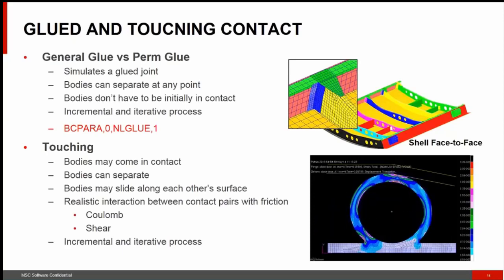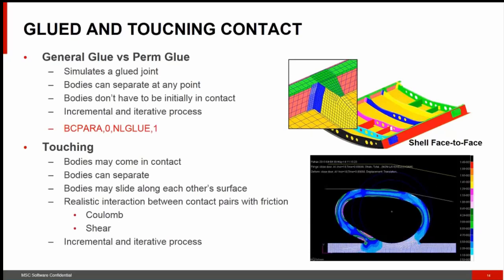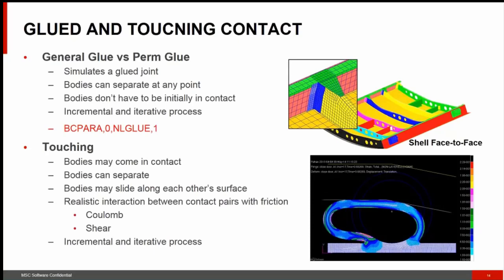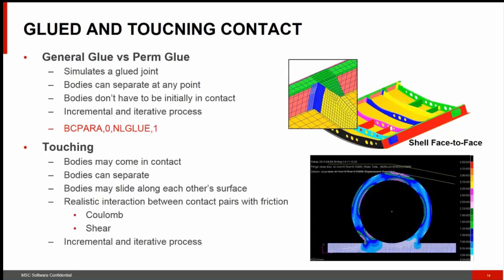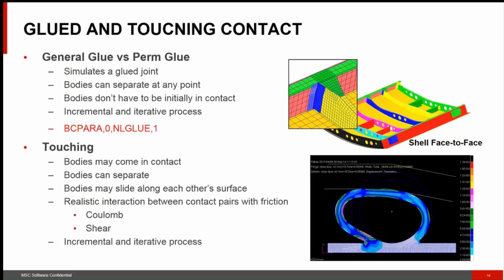Here you can see an example of a rigid body touching a deformable one. This is a rubber seal, and you can also see that the body has self-contact. So this is another feature that's available. Not only can two bodies contact each other, but a body can also contact itself when it's under excessive load.